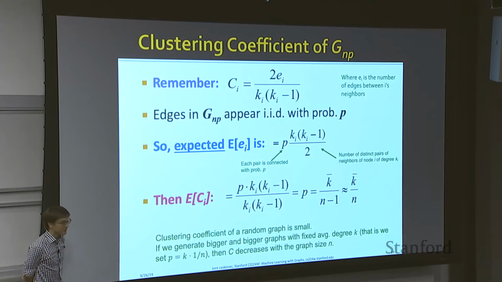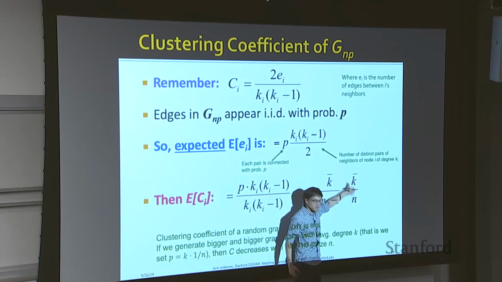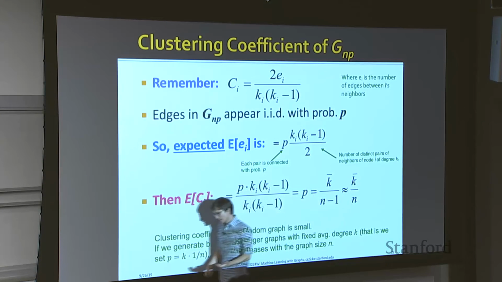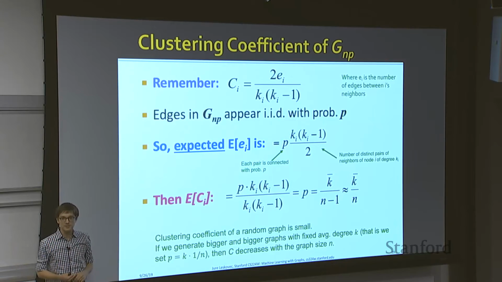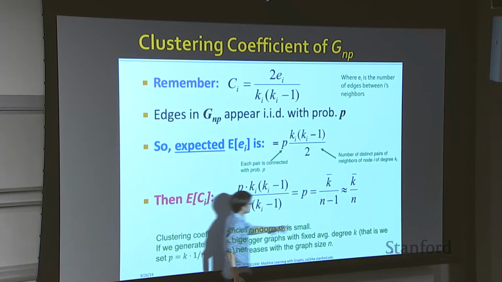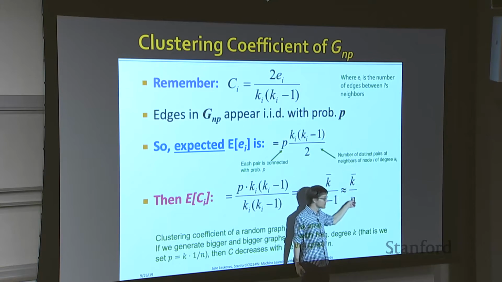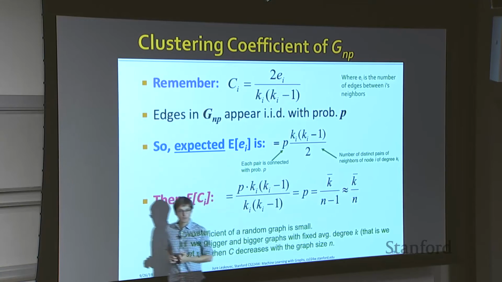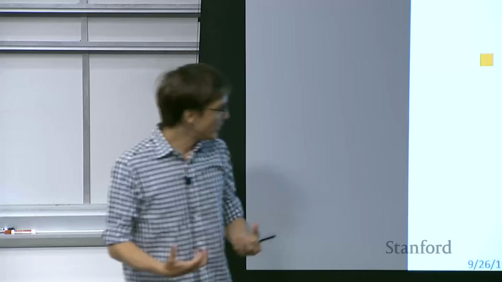One way to think of this is that it will be small. If I keep the average degree constant but generate bigger and bigger graphs, then k bar will be constant but n will get bigger and bigger. So this ratio will get smaller and smaller, which means that if I generate random graphs with constant average degree, the clustering will go to 0.